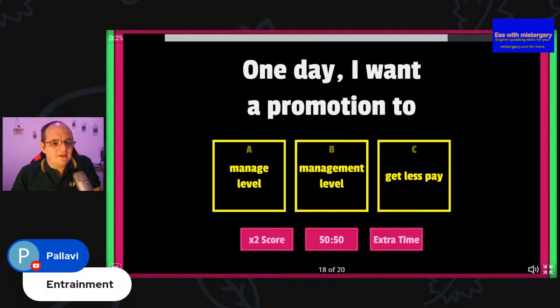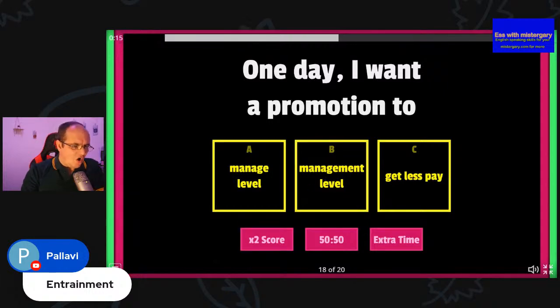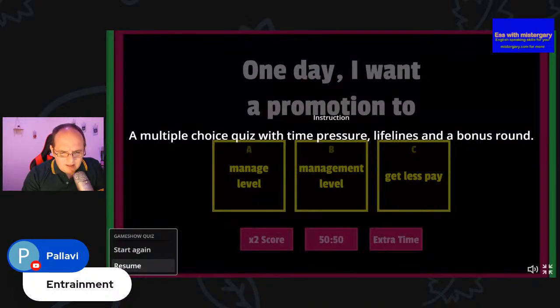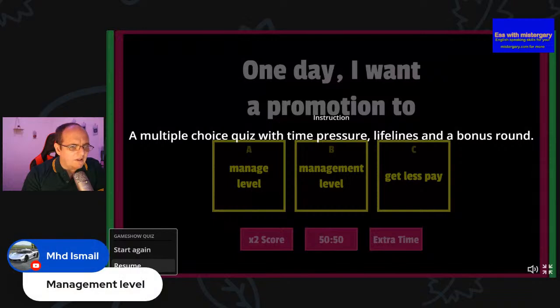One day I want a promotion to management level, or get less pay. Promotion means to go up, doesn't it? Demotion is the opposite, to go down. But we're looking at promotion on this one, so to go up. Mohammed Ishmael says management level. And I think there's another one typing there. Yes, I've got Pallavi. Well done, management level. And Mahmoud Ishmael, management level.